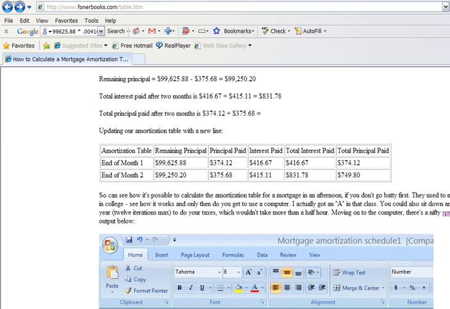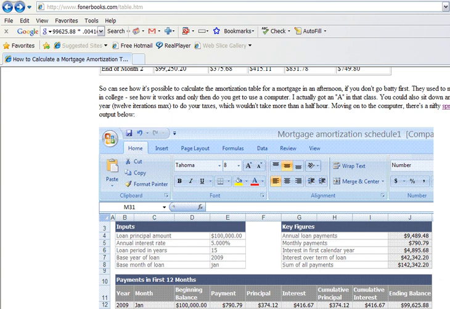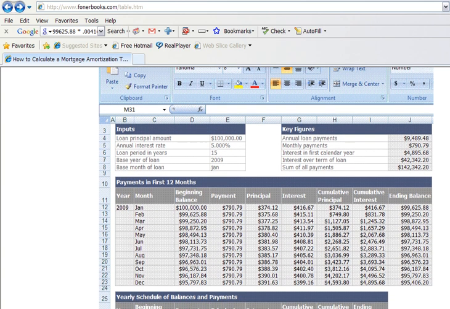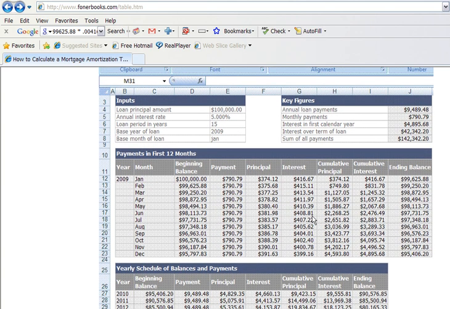And of course, like we mentioned earlier, if you just want to download a spreadsheet and do it, I got this one from Microsoft. All you would do is enter the loan amount, the interest rate, the loan period, the year you're starting, and the month you're starting. And sure enough, you end up with an amortization table popping right up in Excel.